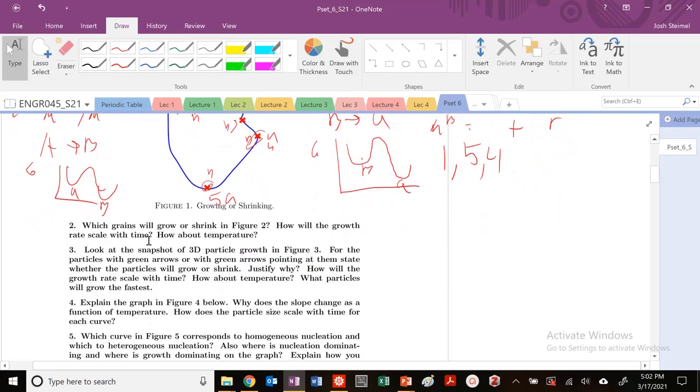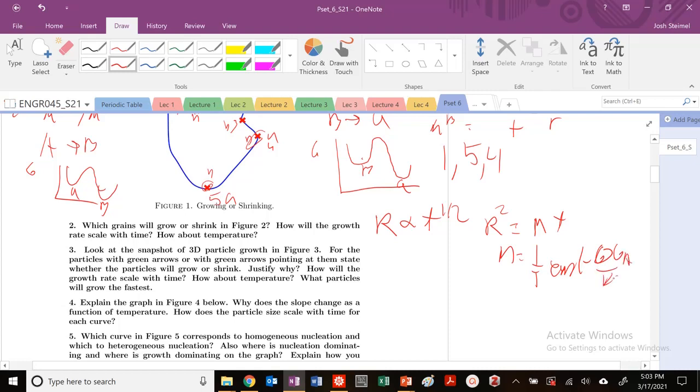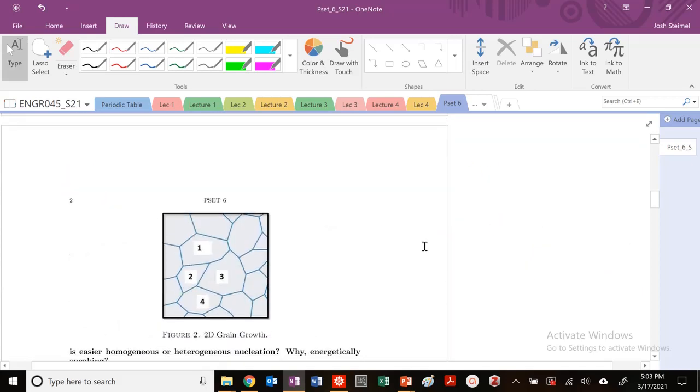So let's look at figure 2. Which grains will grow, which grains will shrink, and how does the growth rate scale with time? Instead of growth rate, we know that R scales as t to the 1/2 for 2D grain growth. R squared is a function of m times our time. And m has 1 over t and an exponential of minus delta G a over kT, so temperature will increase the slope there. So which grains are going to grow and shrink?